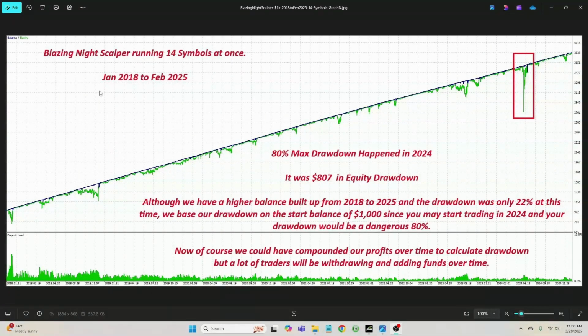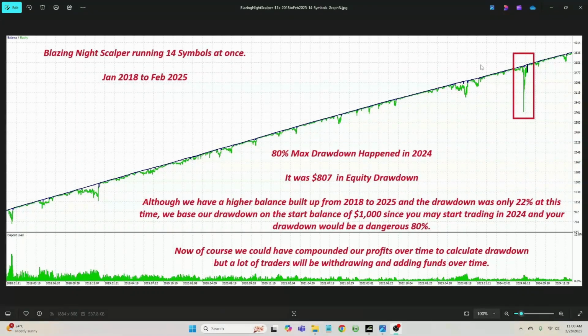So as you can see here, we backtested from January 2018 to February 2025. We had one time, even though it was just one time, in 2024, where we had $807 in equity drawdown. Although we have a higher balance built up from 2018 all the way to 2024, and the drawdown was only 22% at this time, we are going to base our drawdown on the start balance of $1,000.